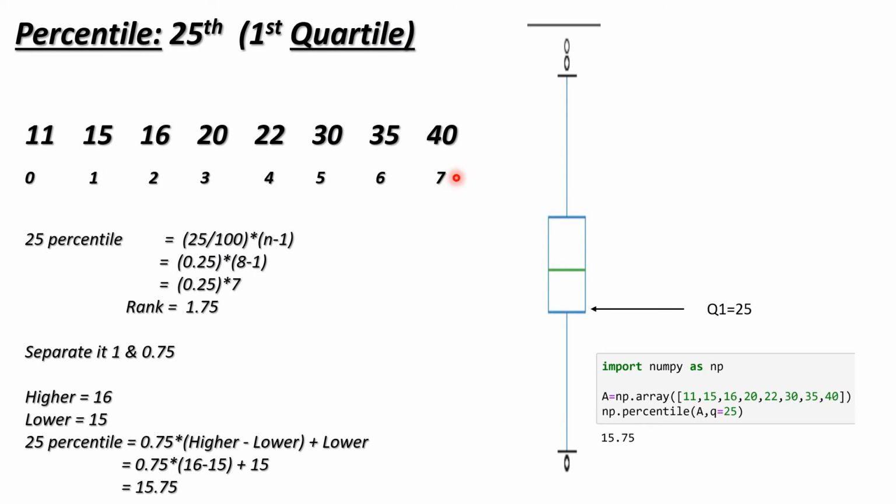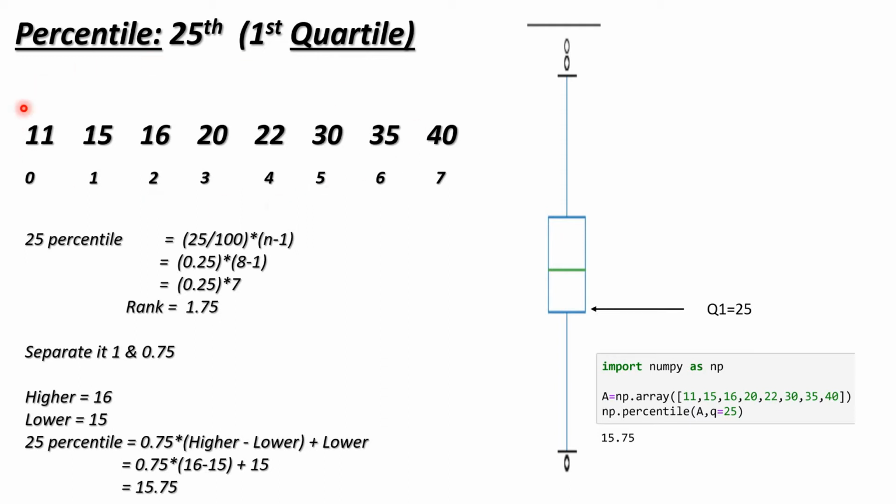Now we'll move ahead and see the percentile. This is very important. First quartile, that is this one. Already we discussed this is the first quartile, this is the second quartile, this is the third quartile. The first quartile we can call the 25th percentile, 25%, this is 50, this is 75. Now we'll see how we can calculate the 25th percentile.